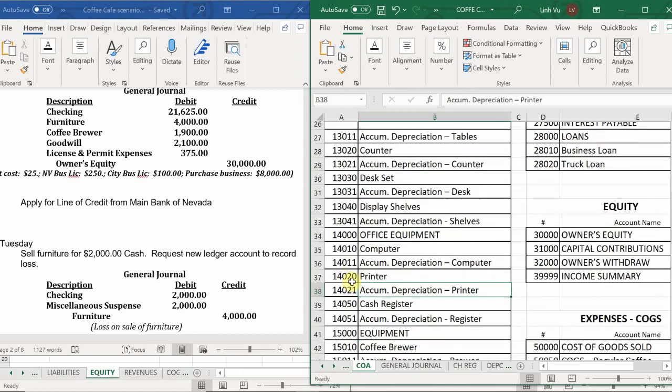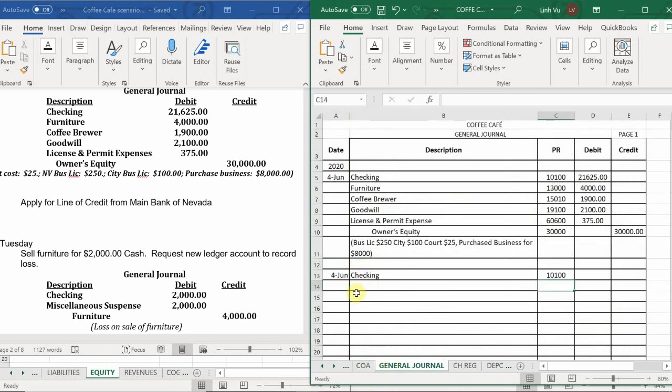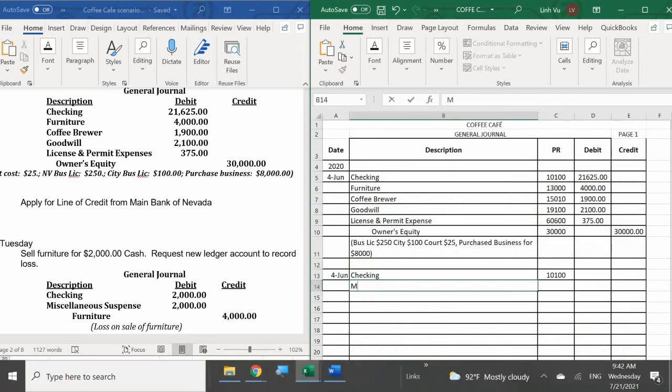19,990. Okay? It's going to be the very last account in your chart of accounts for the assets. Okay? So miscellaneous for 1990. Okay? So in this case, right? How much cash did I receive? $2,000. In this case, I'm getting rid of all of my furniture.